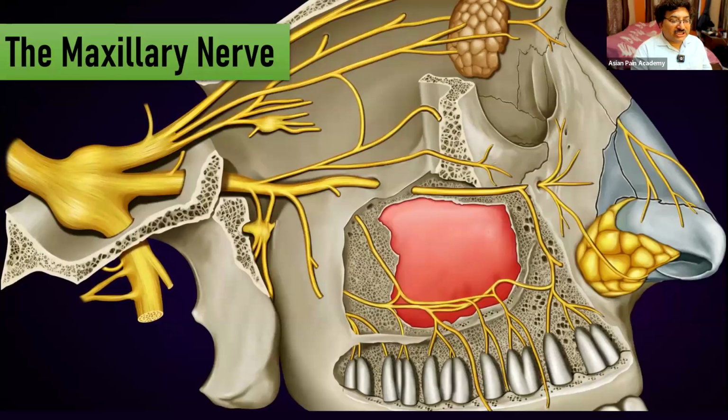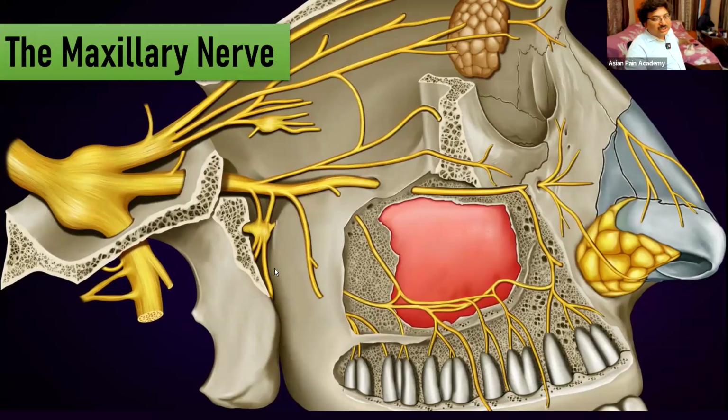Now the maxillary division is actually coming out through the foramen rotundum, and it comes into a space which is known as the pterygopalatine fossa. Now, the pterygopalatine fossa is the area which is located posterior to the posterior wall of the maxilla and anterior to the lateral pterygoid plate. Pterygoid is a part of the sphenoid bone, whereas this, posterior to the maxilla, forms a triangular opening.